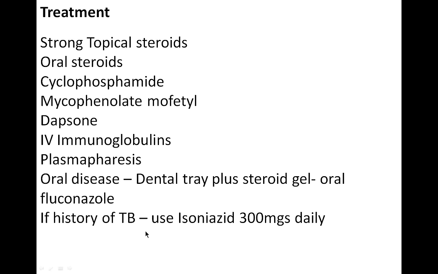And we said earlier on, you do the QuantiFERON-Gold test to see if there's any history of TB, and if there is, then when you're giving these steroids and other immunosuppressant drugs like this, you should use some isoniazid, 300 milligrams daily as well, to give them protection against resurgence of old TB that they've had.